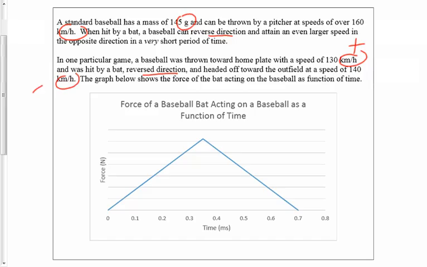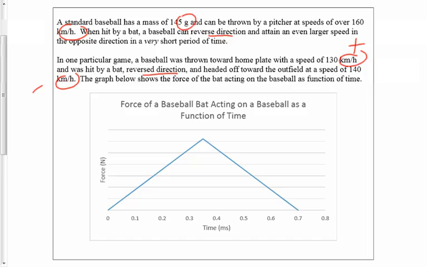Where's the 160 come into play here? We got 160, we got 130, we got 140. The ball's coming in at 130, reverses direction, goes at 140. Where's the 160 come into play? Where am I going to use that? It doesn't, right? Okay, be ready for that. They may give you a number that doesn't matter, that's irrelevant.